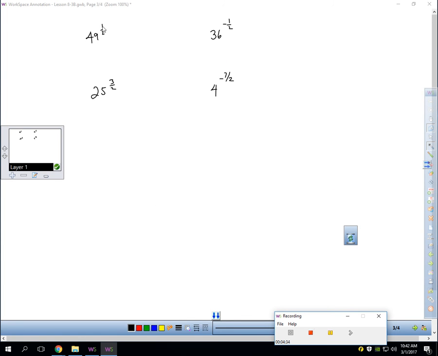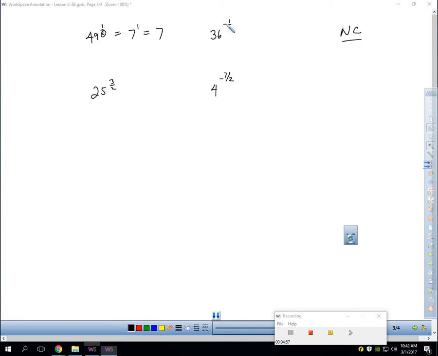Why don't you try these 4, no calculator? I'll put NC for no calculator. Go ahead, pause the video, and try those 4. Okay, we're back. So this is saying the square root of 49 is 7, and then I want a 1st power of 7. You ought to get 7 out of that.